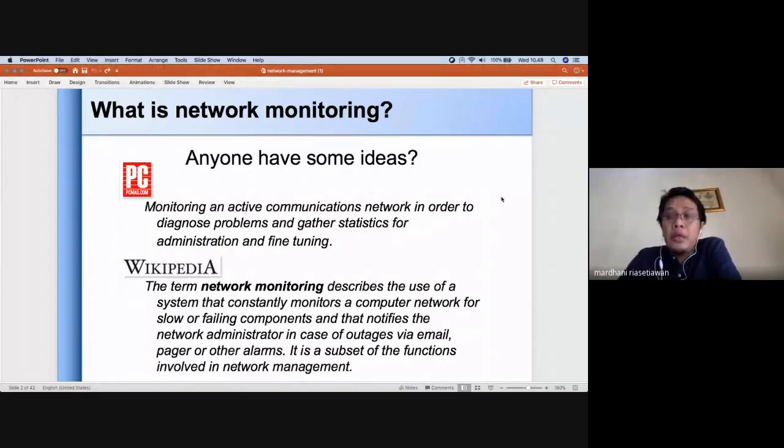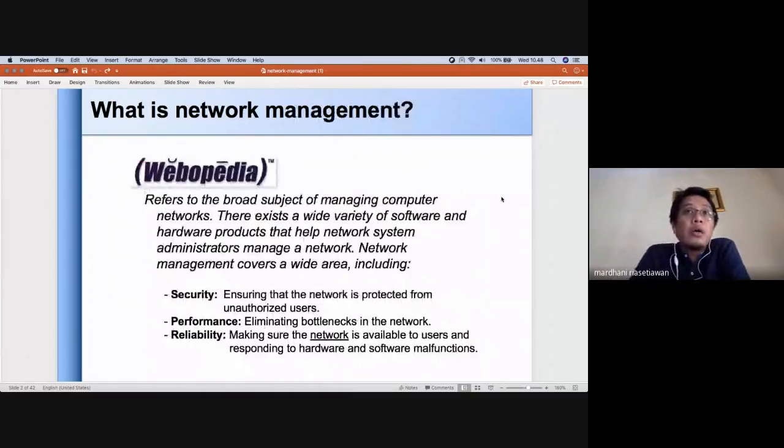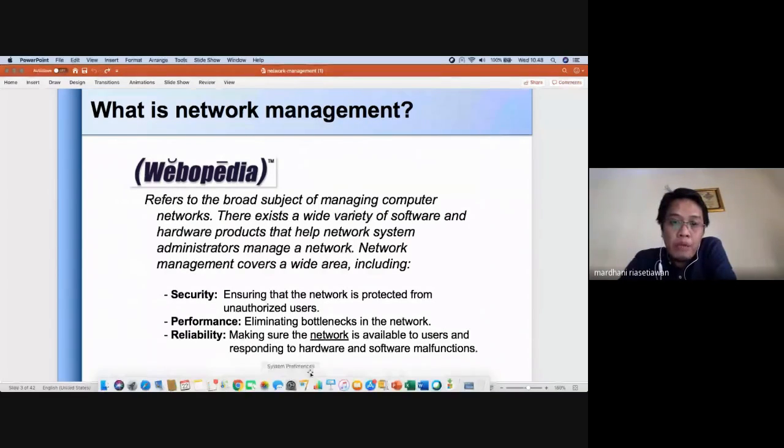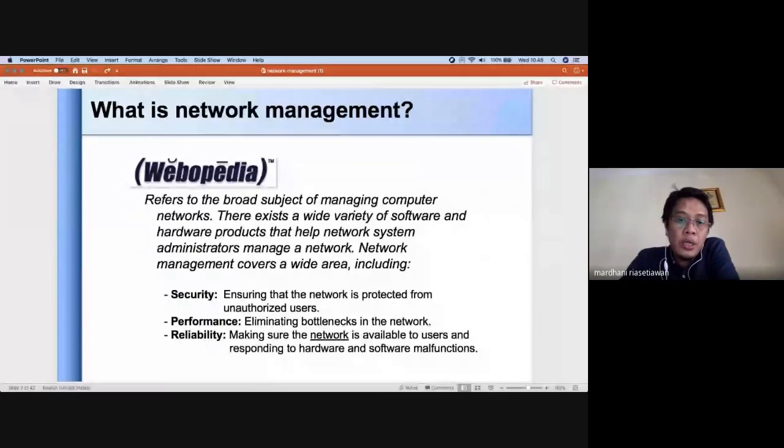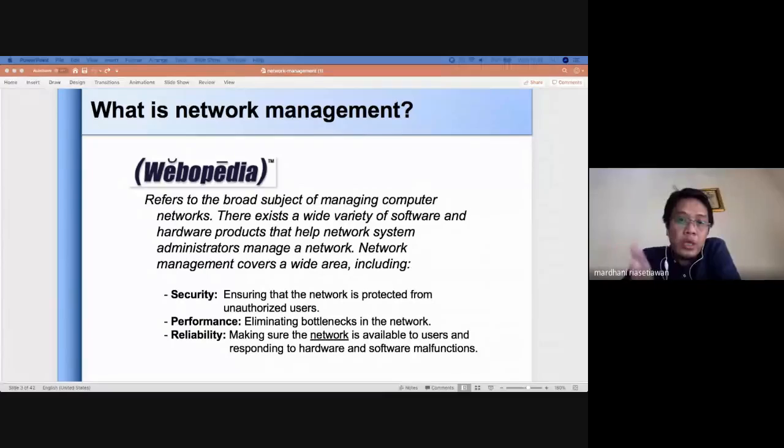And then we also have network management. This is network management, a wider perspective on how we measure the network monitoring things. Using the network monitoring that we discussed in the previous slide, we want to enhance it into three main issues. The first is about security.